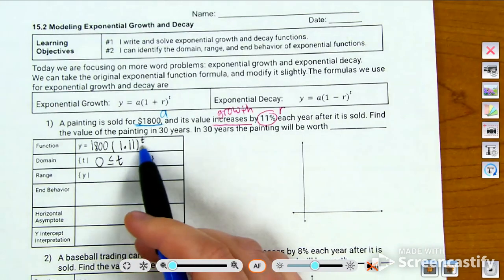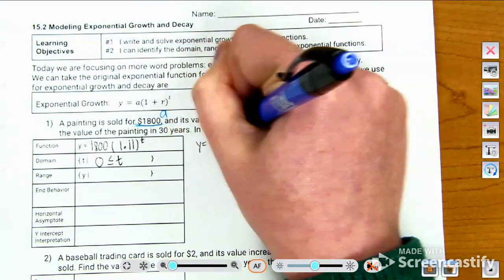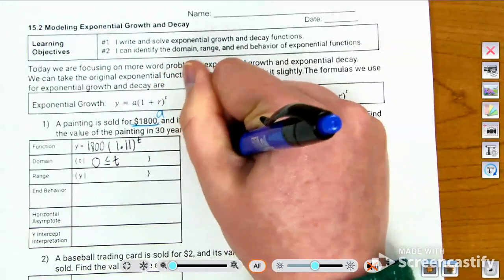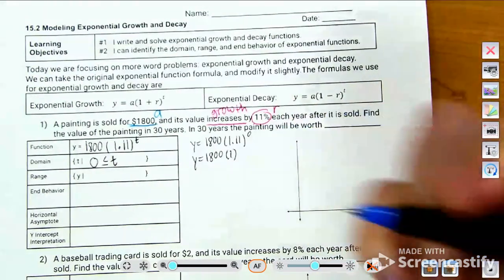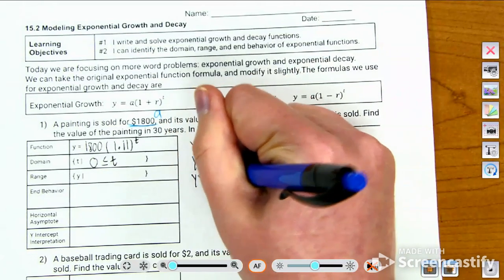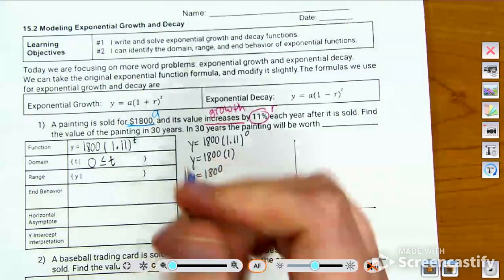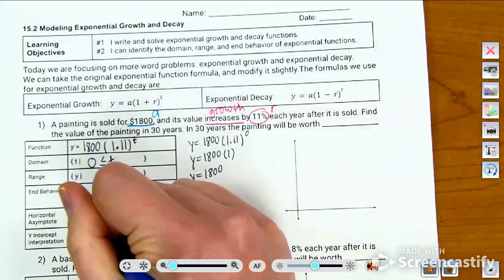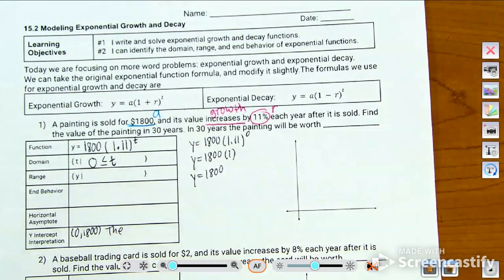Well, if we substitute in 0 for t, we'll end up getting, we can write it out over here, y equals 1,800 times 1.11 to the power of 0. That'll be y equals 1,800 times 1. Since almost anything to the 0 power is 1, we'll end up just getting y equals 1,800. So we're actually going to go ahead and interpret this y-intercept. So the y-intercept of (0, 1,800) tells us that at that initial amount, the painting was sold for $1,800.